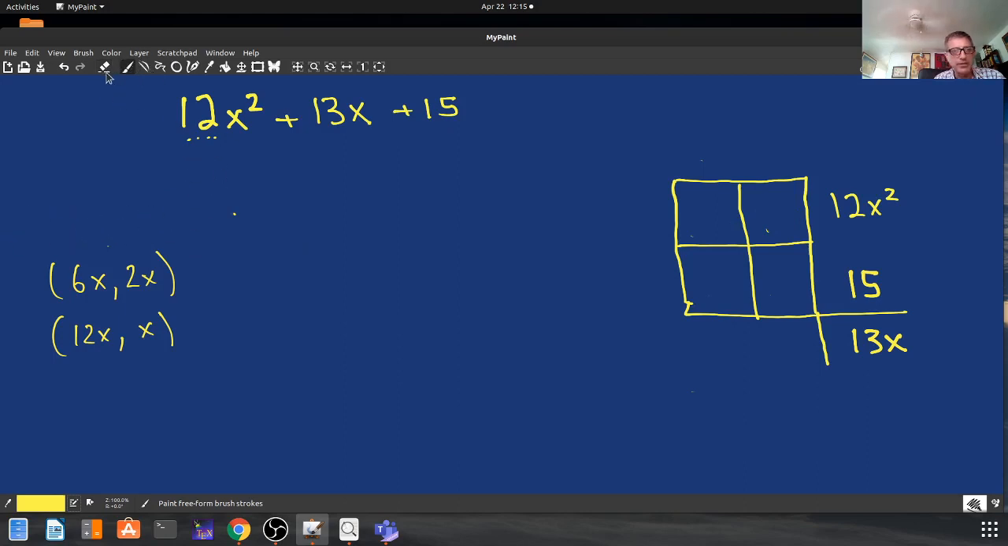Let's try 6x and 2x. Well, 15, 3x, that's not going to work. And then the other is 5. That's not going to work. Because 6x times 3 is 18x. It's already greater than 13x. So that's not going to work. And if I change and I go 5 and 3, well, 6x times 5 is still greater than 30x. That's not going to work either. So there's just literally a lot of guessing.